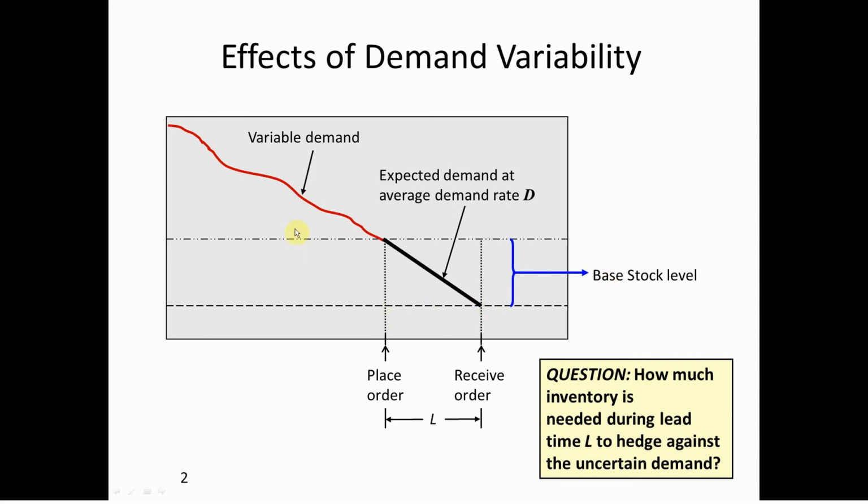That's as opposed to the actual stock level, which of course, as we know, will just be decreasing over time. The main question again is, how much inventory do we need to keep in the base over the time L to hedge against this uncertain demand so that we don't run out?